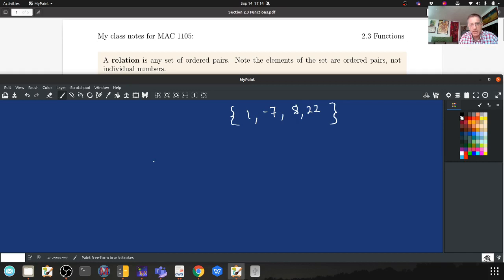But that's not what a relation is. A relation is a set. So the very first thing we have to know about a relation is that it is a set. And what are its elements? Ordered pairs, like 1 and 7, 0 and minus 8, 4 and 22. This is a relation. We could call this set relation 1 if we wanted to. So that's as simple as it is.